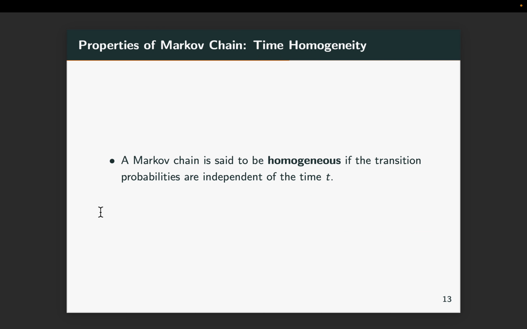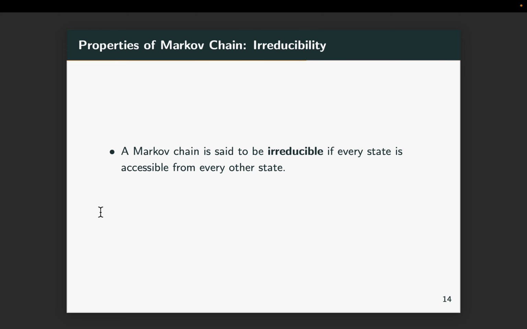Okay, there is another important property called time homogeneity, which is almost always assumed when we are talking about Markov chains, simple Markov chains. So we say that the transition probabilities are independent of time t. That is it. So the transition matrix that you create is independent of time t. So we have the same transition matrix A for all time t. That is it. The next property is called irreducibility, which means that each state is accessible from each other state.